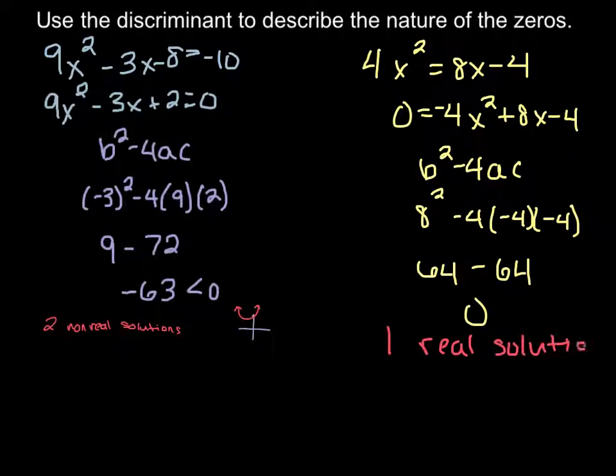And that's all it's asking us to do. It's just describe the nature of our zeros. So if it's positive, there's two real solutions. If it's 0, there's one real solution. And if it's negative, there's two non-real solutions.